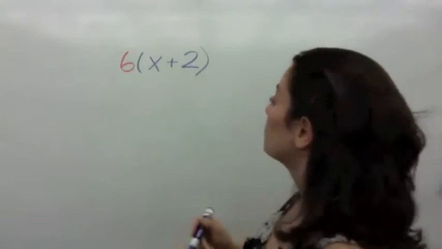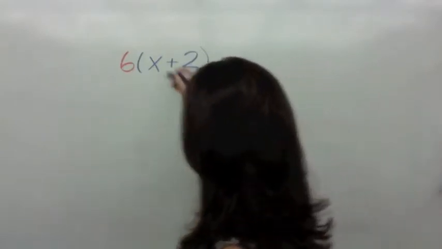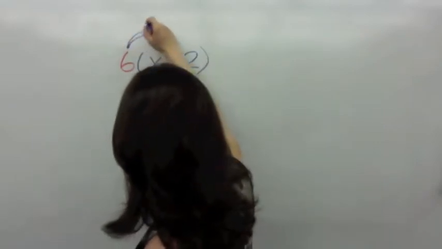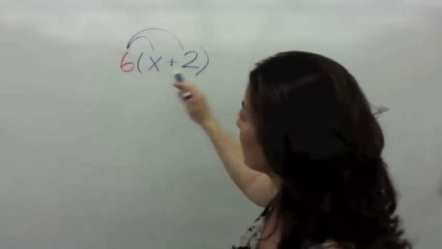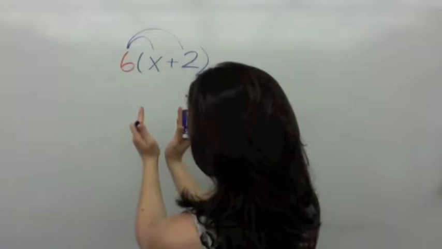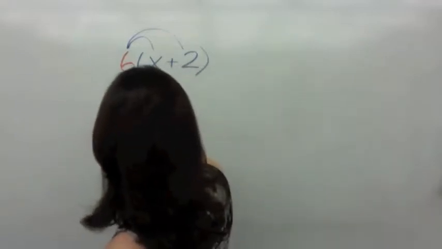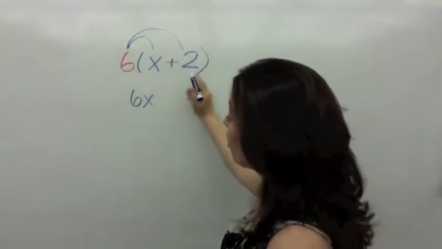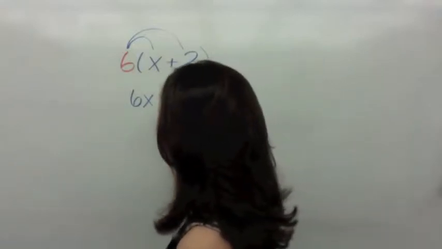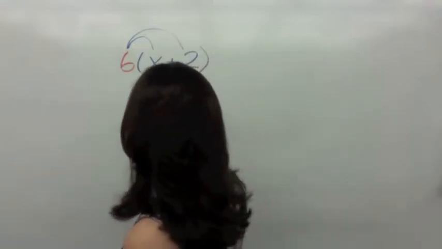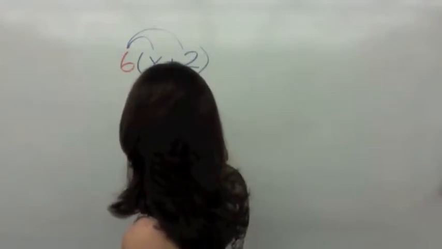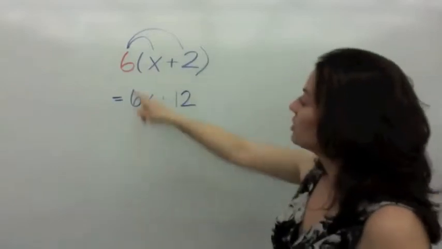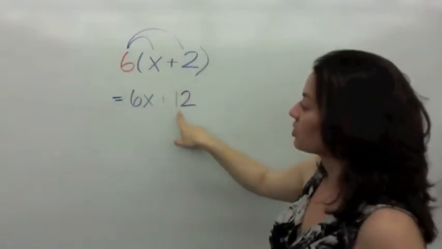So if you were to multiply or distribute, you would get, well, 6 times x and 6 times 2. That's the wave, right? So 6 times x, put them together. When they touch, they're being multiplied. They make 6x. And then you have 6 times 2, which is, what's 6 times 2? 6 times 2 is 12. Okay? So when you distribute the 6, you get 6x plus 12.